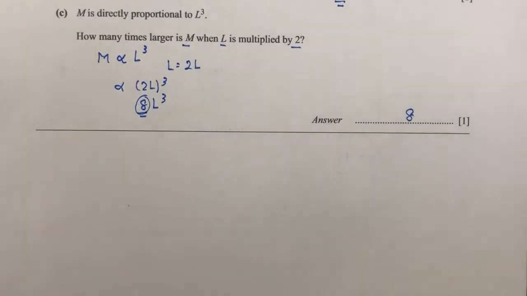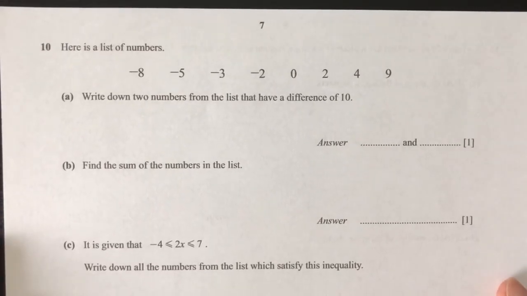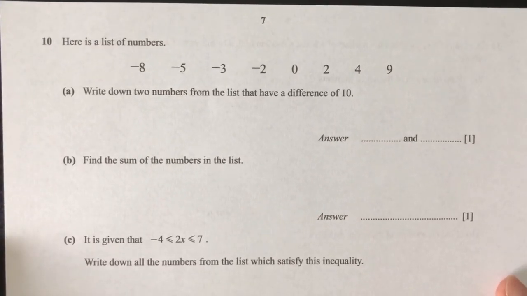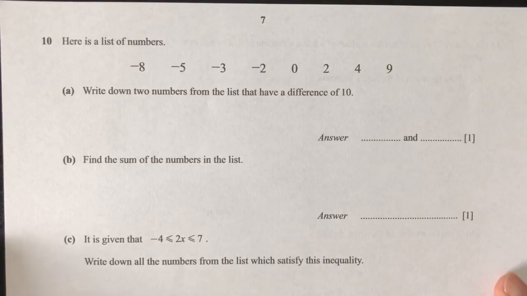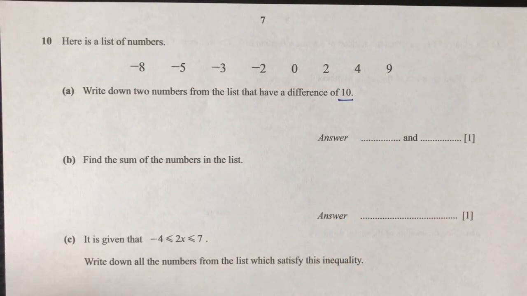So now moving on to question number 10. What do we have here? Here's a list of numbers from -8 till 9. Write down two numbers from the list that have a difference of 10. So two numbers that have a difference of 10.